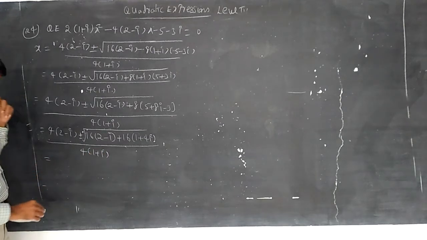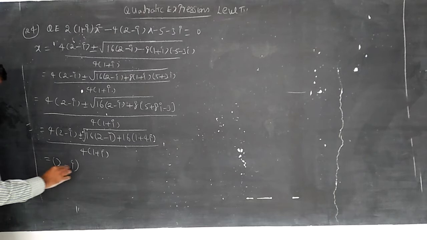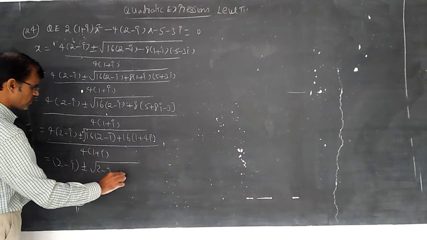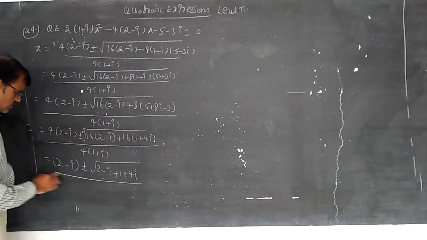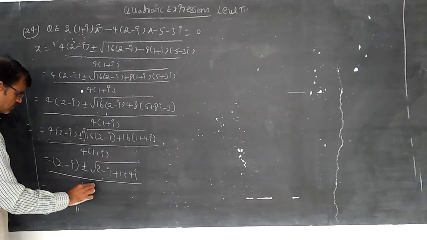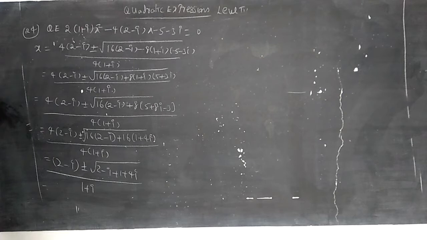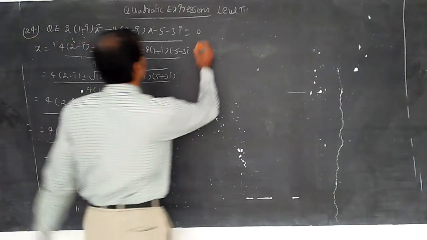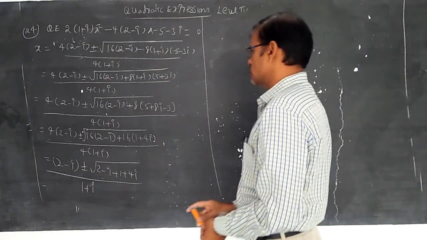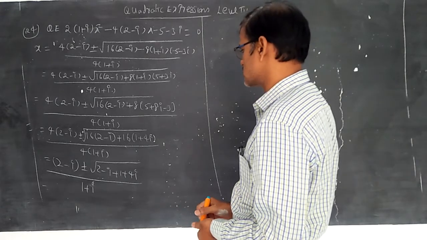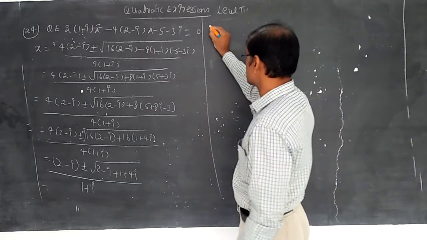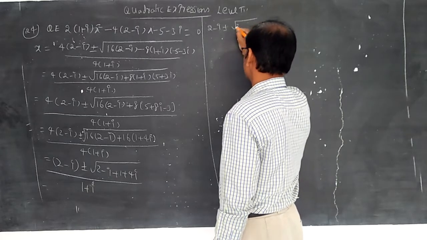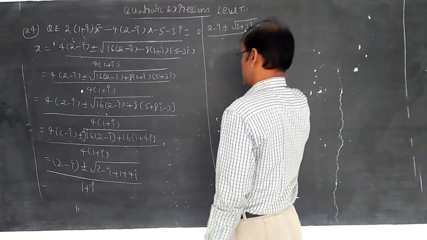That is equal to, now 4 you can take common. It becomes 2 minus i plus or minus root of 2 minus i plus 1 plus 4i whole by 1 plus i. 2 plus 1 becomes 3, 3 plus 3i. 2 minus i, this is 16, 16 taken common, 16 with 4, 4 got cancelled. 2 minus i plus or minus root of 3 plus 3i whole by 1 plus i.